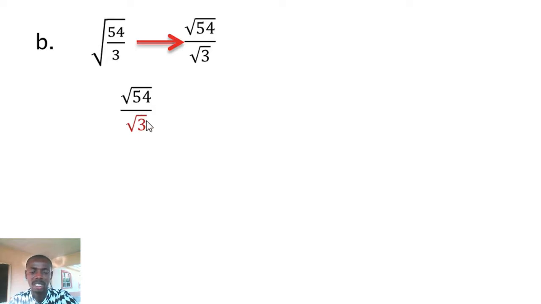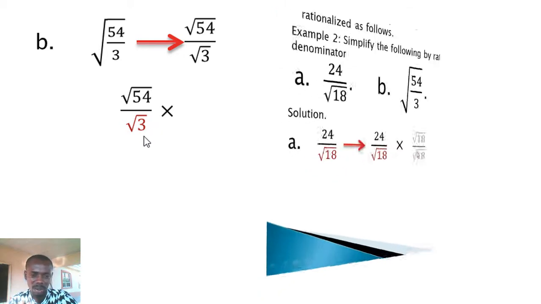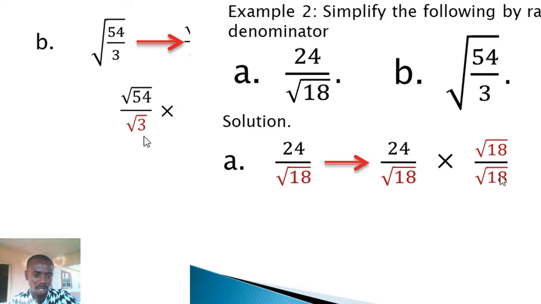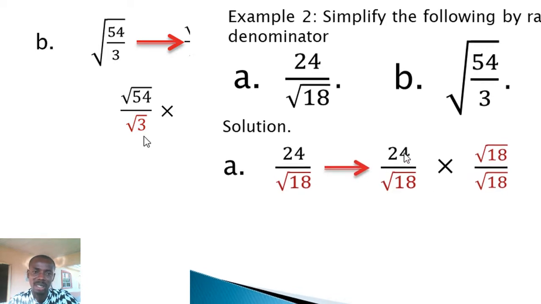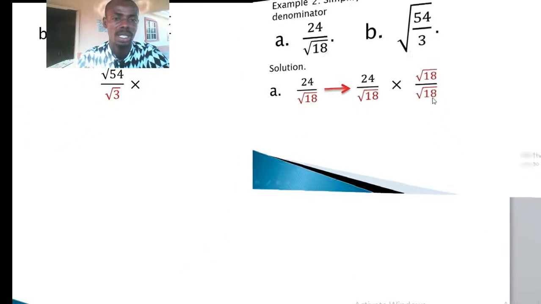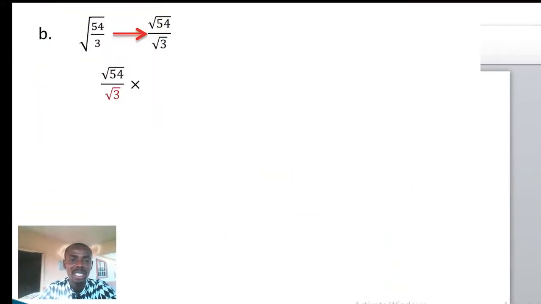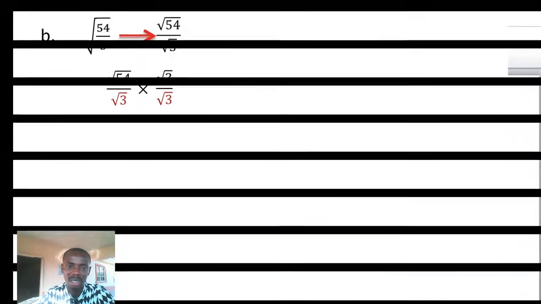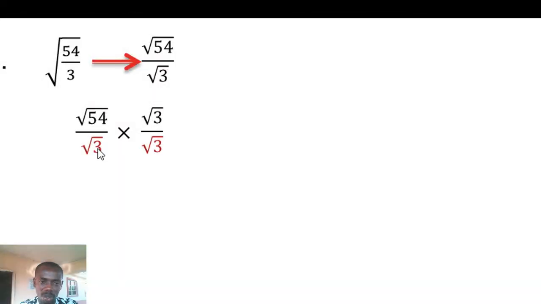Now, how do we rationalize? Then multiplied by root 3 over root 3. Just like we did in the previous example. The denominator was root 18, so we write the question, then multiply it by root 18 over root 18. Now here it is going to be root 3 over root 3. Okay? Because root 3 is our denominator. Alright. So we have this to be root 54 multiplied by root 3, like we have it here. Then over root 3 multiplied by root 3 will give 3.